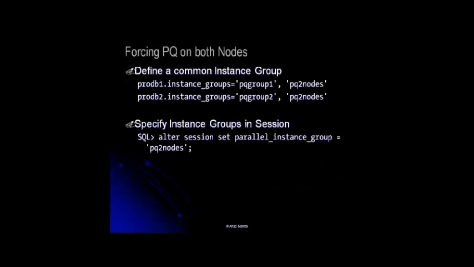When you do that and run a parallel query, it's going to check which instances have been defined with an instance group of PQ 2 nodes. It will find that instances 1 and 2 both are great. It's going to run the query on both sides. That's what it means by parallel. That's the function of parallel_instance_group.